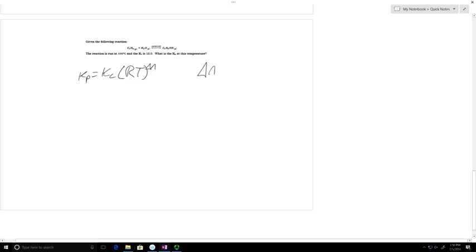So in this case, delta N is equal to 1 mole of product minus 1 plus 1. So there's 2 moles of reactant. You have a mole of methane, or I'm sorry, you have a mole of ethane, and you have a mole of water. So this gives us minus 1 as our delta N.